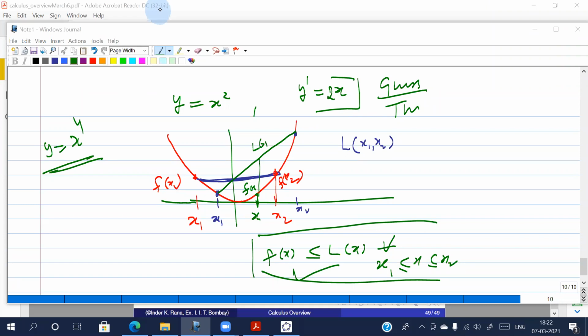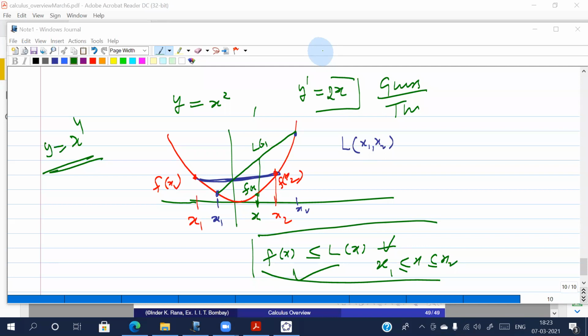Now you ask the question, is it sufficient? And you prove theorems. Those are called tests of convexity and concavity. I hope I have given you enough material to start looking at books and trying to understand what is convexity, what is concavity, what are necessary conditions, what are sufficient conditions. Every necessary condition may not be sufficient, and every sufficient condition may not be necessary.